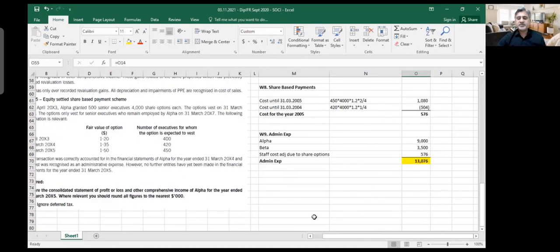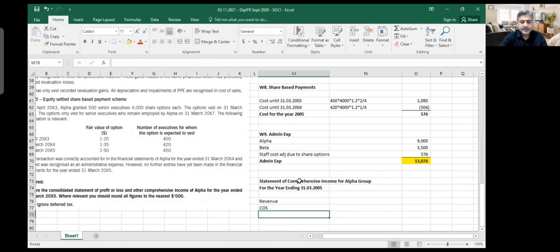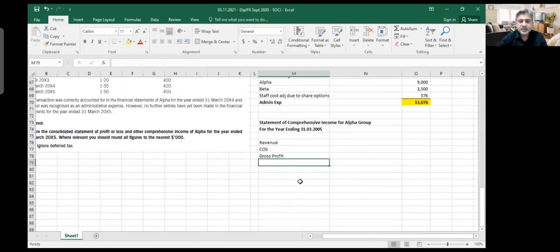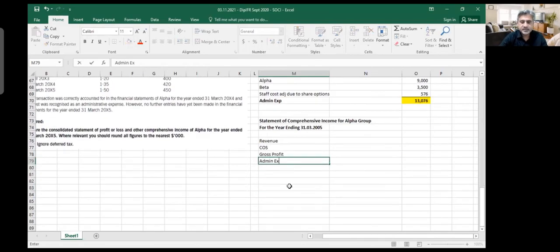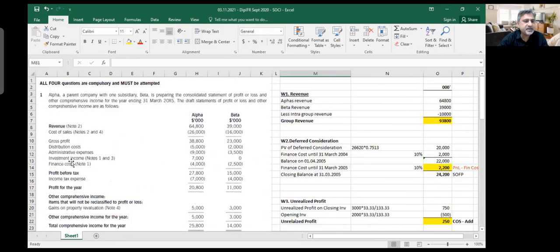Now we are ready to prepare our statement of comprehensive income. It's a statement of comprehensive income for Alpha Group for the year ending 31st of March 2005. So our workings are ready. We'll just put here revenue. I will put here cost of sale. Then it will give me gross profit. After gross profit, we have our admin expenses. We have distribution expenses. What else do we have as line items? Distribution, admin, investment income, and finance. Investment income. I'm going to follow the same format.